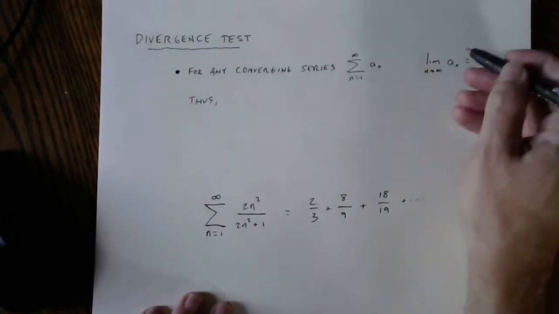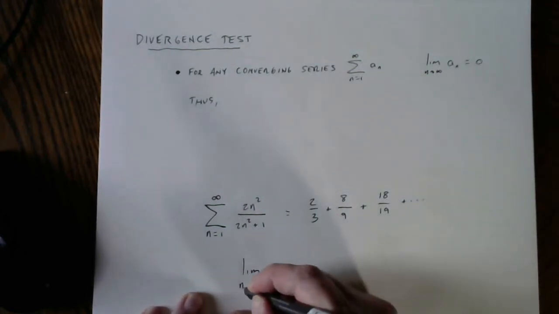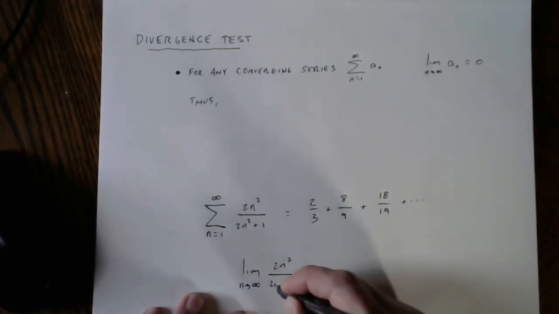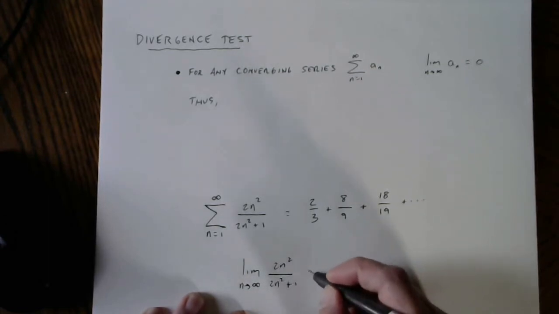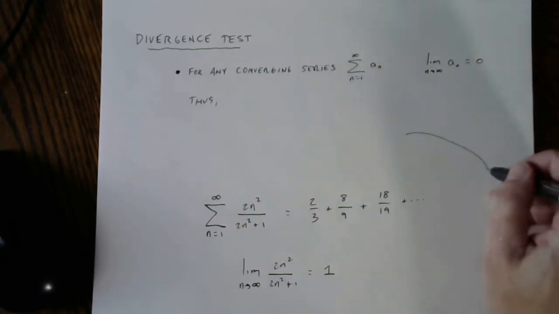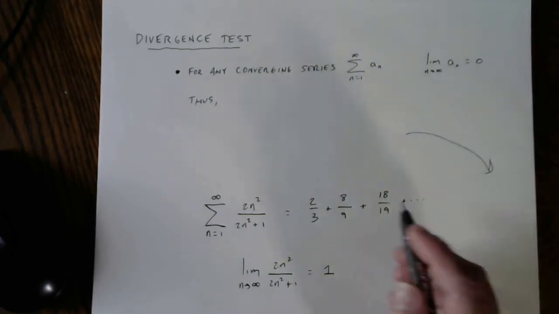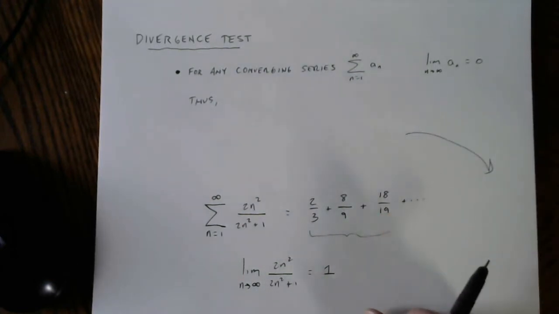Well, let's look at what this limit is. So the limit of the terms, again, compare powers, they're the same. I use the leading coefficients, so this limit is 1. So what does that indicate? That means as I get out here, these values are getting closer and closer to 1. I see that already right off the bat, right? 2/3 to 18/19 right off the bat.